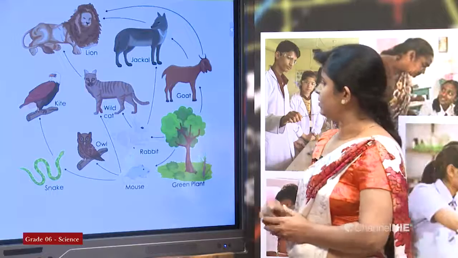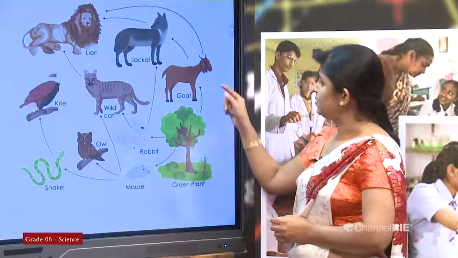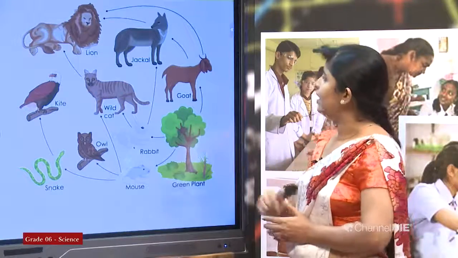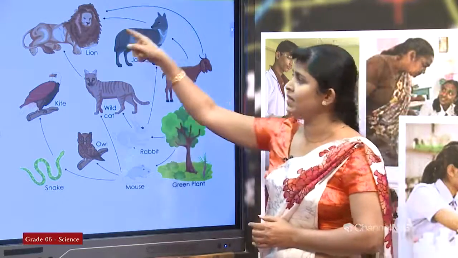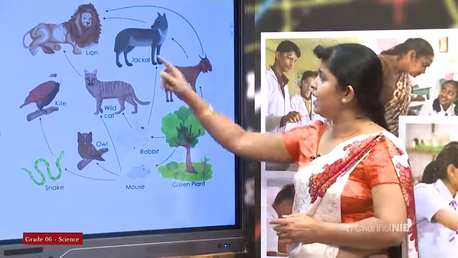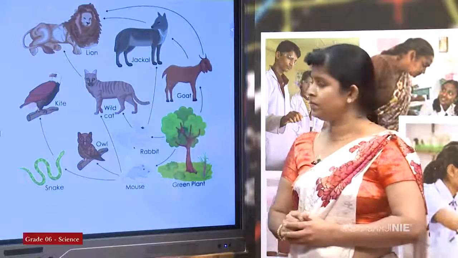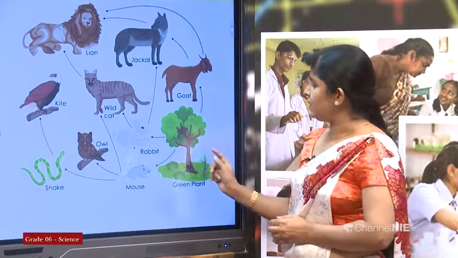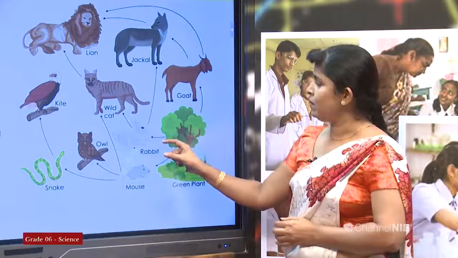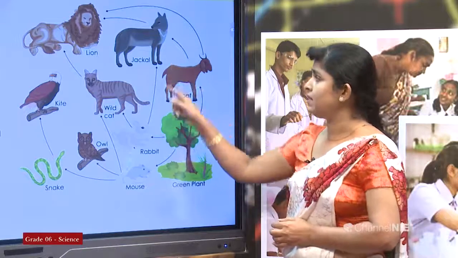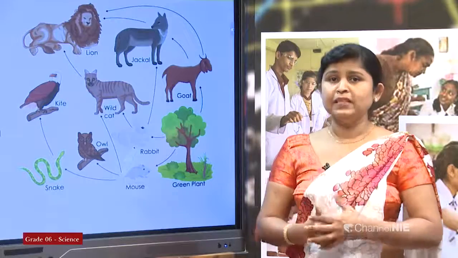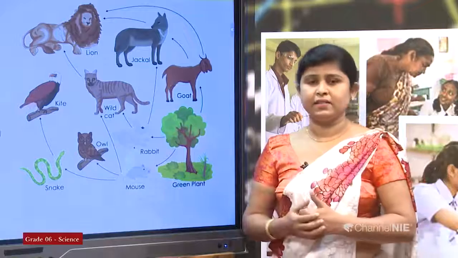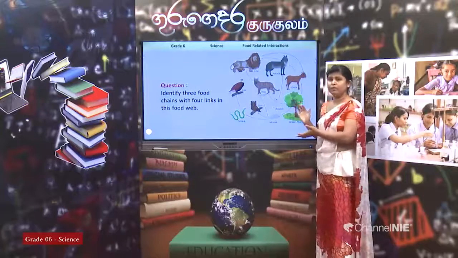Let us see another one. There is a green plant, the goat eats the green plant and the jackal eats the goat, or directly the goat is eaten by the lion. Then the lion can eat the jackal also, right. Then the green plant is consumed by the rabbit, then the jackal takes the rabbit. So, you can see all these connections are combined together, they are connected. So, this is a food web.